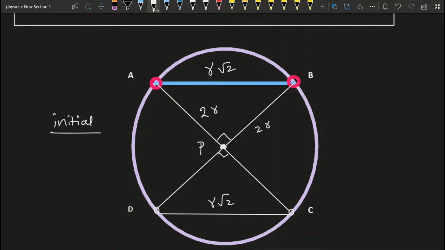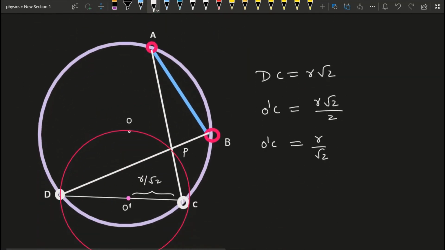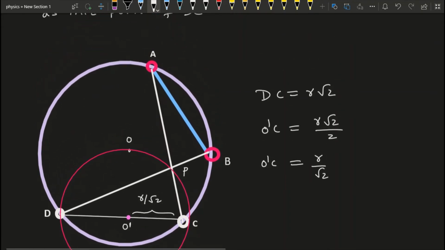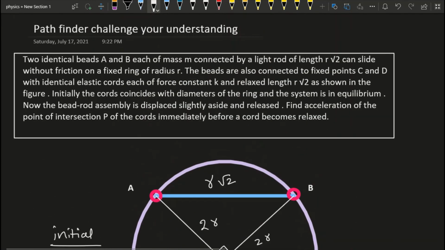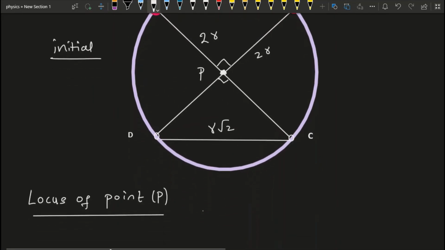Okay, but if you see this diagram, this is the intermediate situation, but what is the final situation? They have asked us to find out the acceleration of the point of intersection of the chords immediately before a chord becomes relaxed. When the chord length becomes r by root 2, then the chord becomes relaxed. Now let us see the diagram of the final configuration of the system.